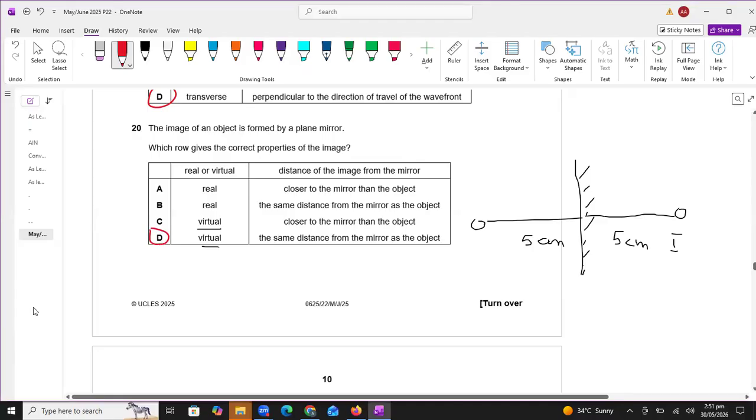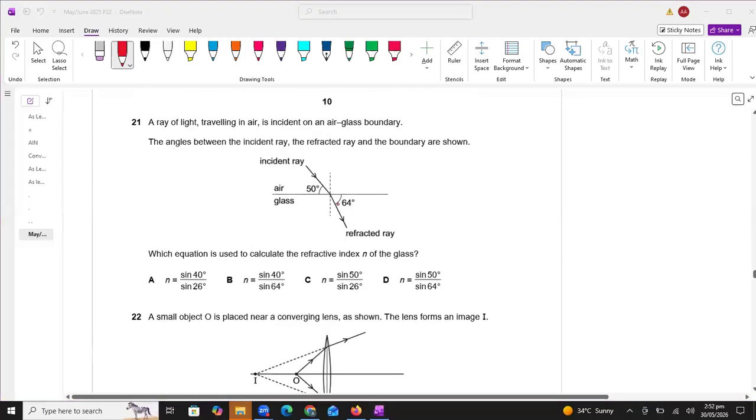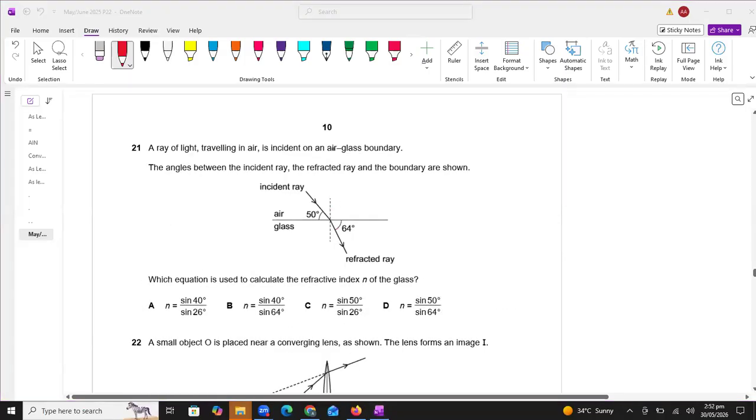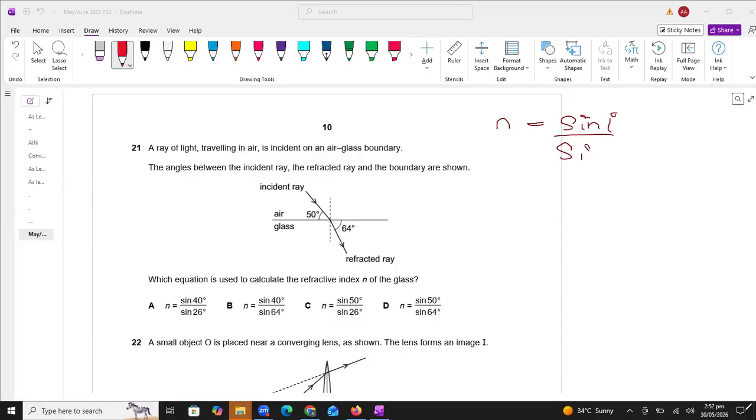Excellent. Now let's move towards the next question, that is question number 21. It's very easy. In question number 21, they are saying a ray of light traveling in air is incident on an air-glass boundary. The angles between the incident ray, the refracted ray, and the boundary are shown. Which equation is used to calculate the refractive index of the glass block? So now, students, we have to determine the refractive index of the glass. Oh, block is not mentioned, I have added. The refractive index formula is sine angle I divided by sine angle R.